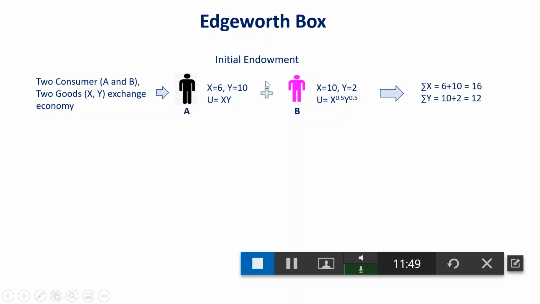The quantity of X and Y is fixed; there is no production in the economy. So the total number of X is what A has initially plus what B has initially: 6 plus 10 equals 16, and the total number of Y is 10 plus 2 equals 12. So we know the initial endowments and the utility functions of A and B. Now we will draw the Edgeworth box based on this information.